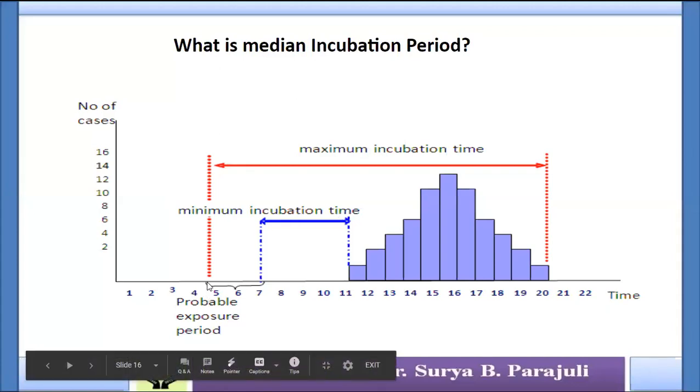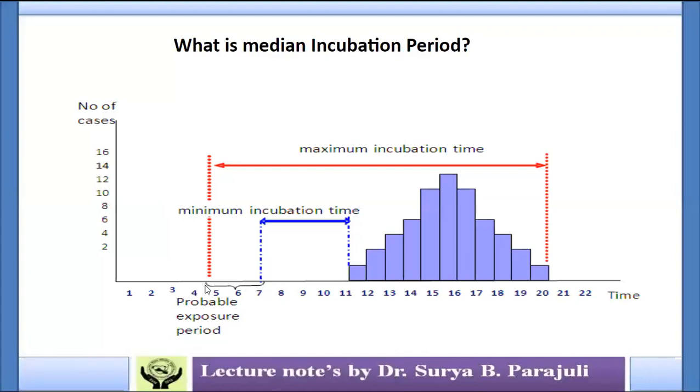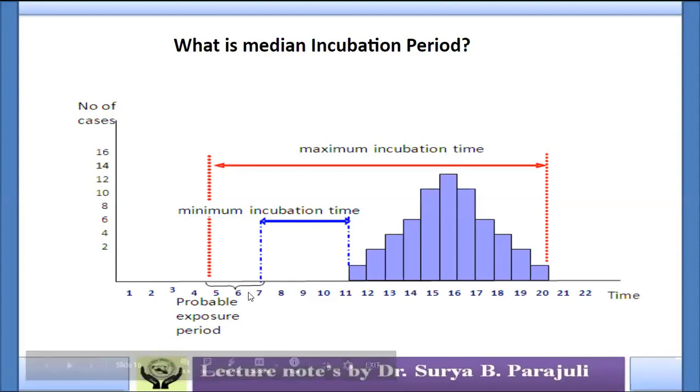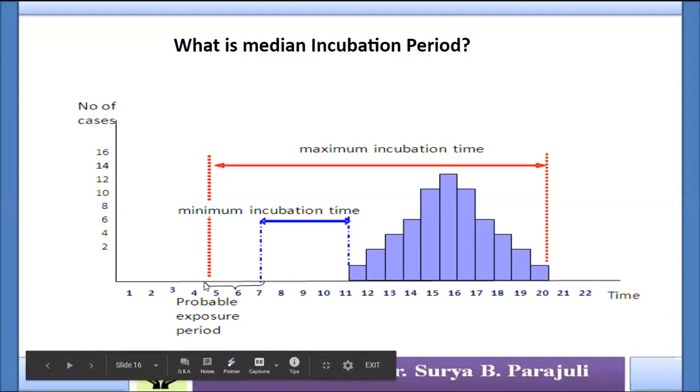You can see this is the probable exposure period of food. Okay, someone started consuming food at 4:30, and someone started at 6 because she came late to the party and completed her meal, dinner, around 7 p.m. So this is from 4:30 to 7. So this is the probable exposure period in case of food poisoning.